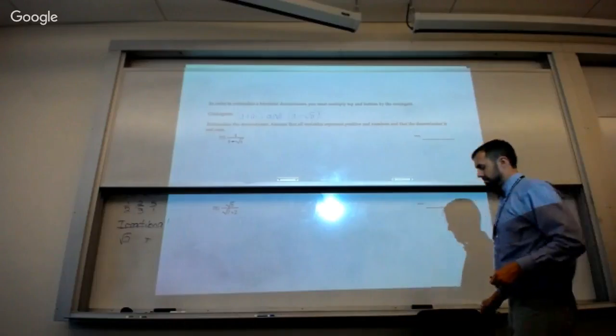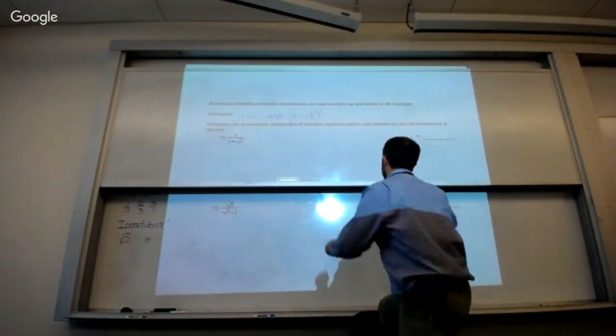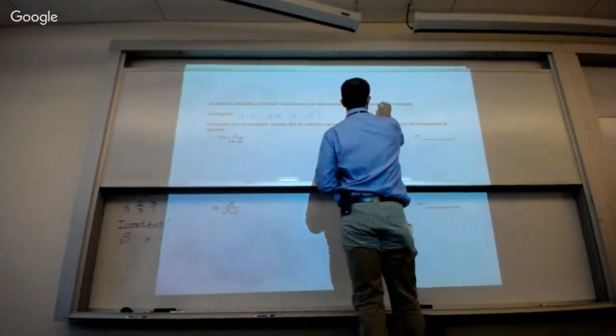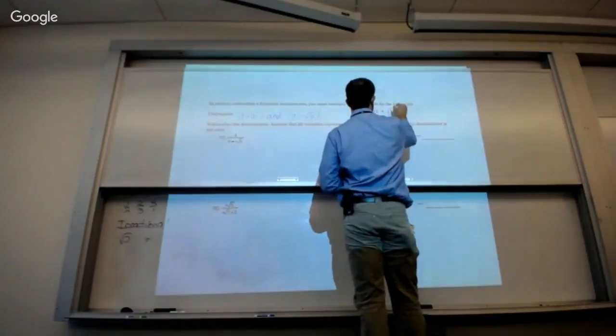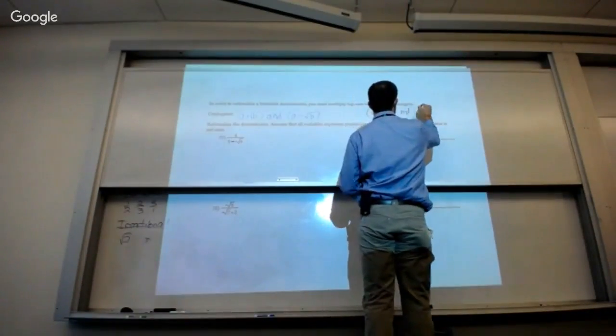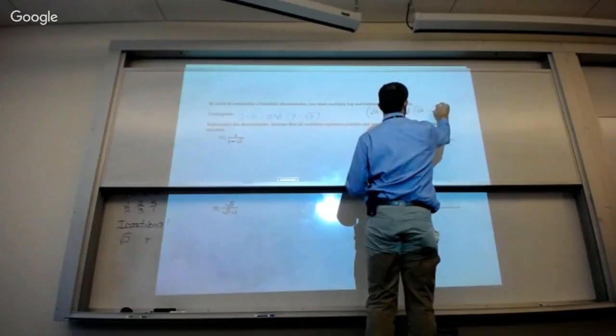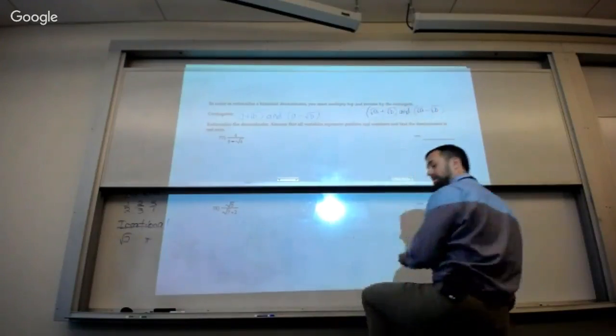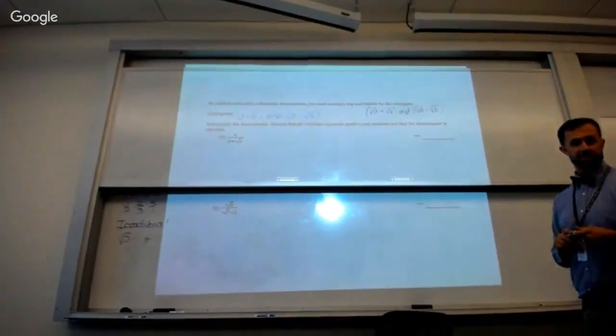It could be more or less than that. You could also have root a plus root b and root a minus root b. It just has to be the same numbers, but one of them is plus and one of them is minus.